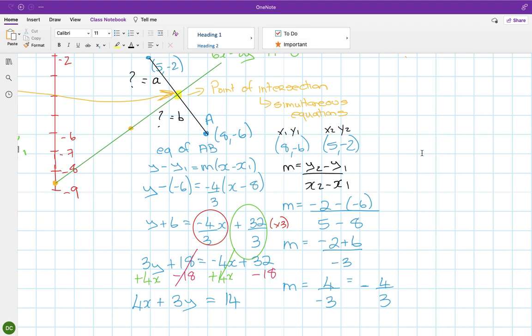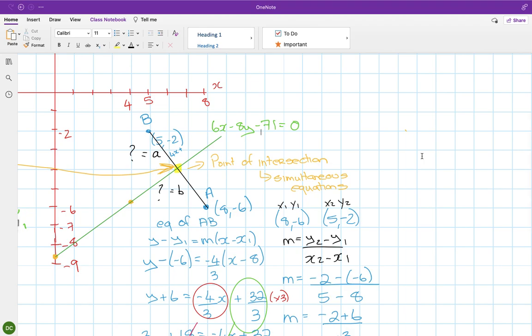Okay, and that is this line, 4x plus 3y equals 14. So that's this one. 4x plus, can you see where I'm writing? Tiny, 3y equals 14. Yeah? Now I have it in that kind of form. I know that's not technically the way I should write the equation of a line. I have it like that because I'm going to do a simultaneous equation.